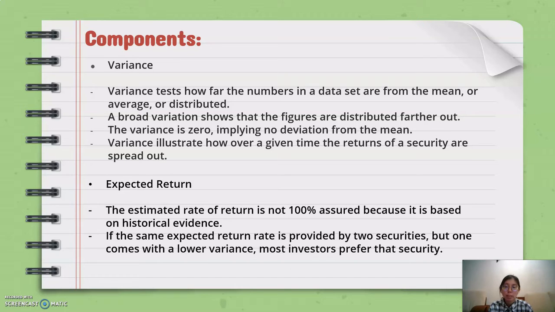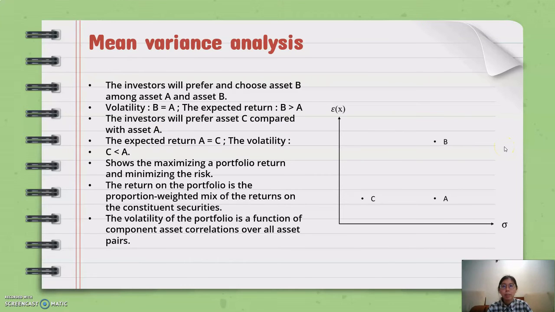The second one is expected return. The estimated rate of return is not 100% sure because it is based on historical evidence. If the same expected return rate is provided by two securities, but one comes with a lower variance, most investors prefer that security. This is a mean variance analysis by using a graph.